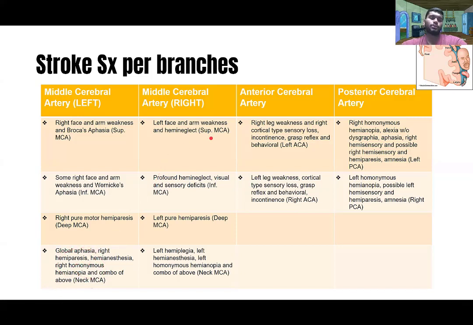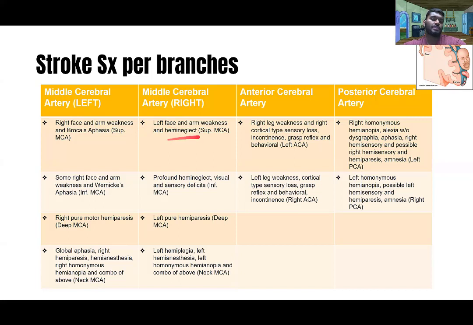So moving on to the right MCA, right? We're going to have left face and arm weakness, right? So remember, this part of the brain is going to die because of the infarct, so it's going to be the face and arms. And it's going to be the left side, it's contralateral. So if it's a right MCA infarct, it'll be left-sided arm and face weakness.